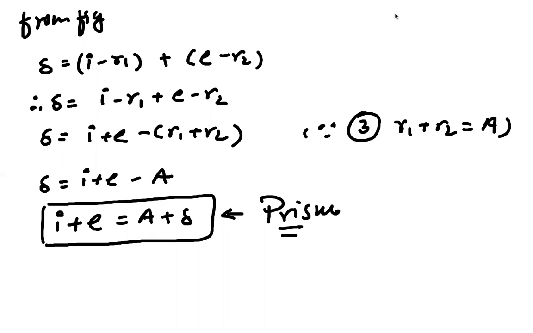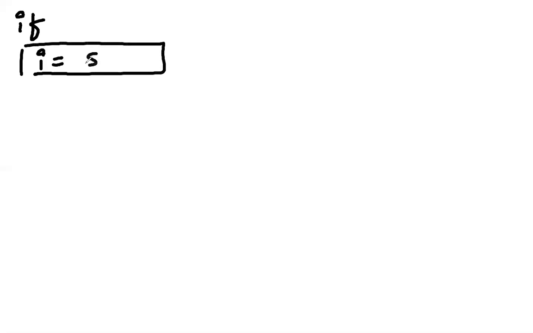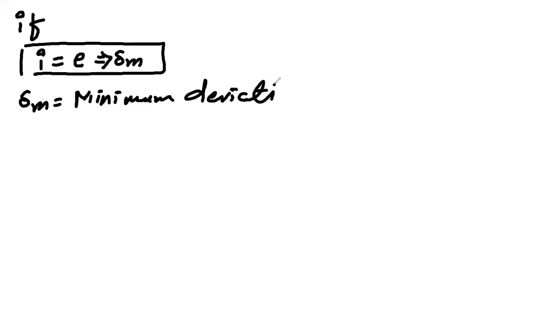Now नेक्स्ट सेगमेंट, मुझे उसके केसेस फाइंड करने हैं. तो चलिए केसेस के लिए आगे चलते हैं. I can say that if I equals to E, or you can say that I equals to E is equals to minimum deviation. So delta M is called as a minimum deviation.